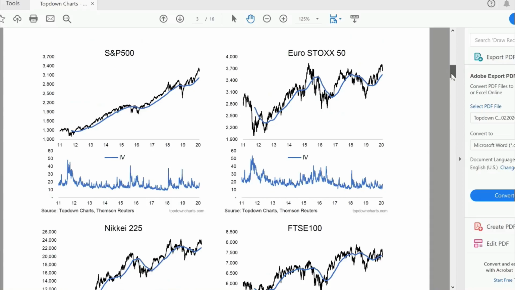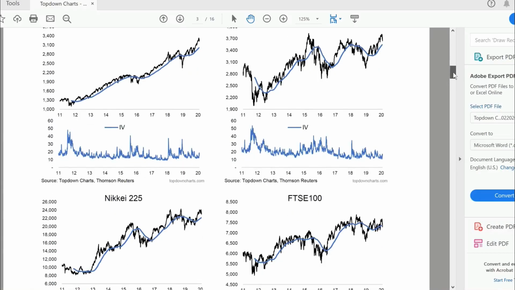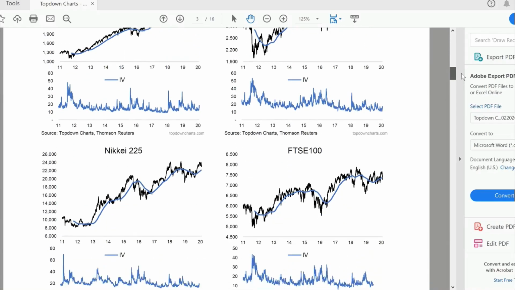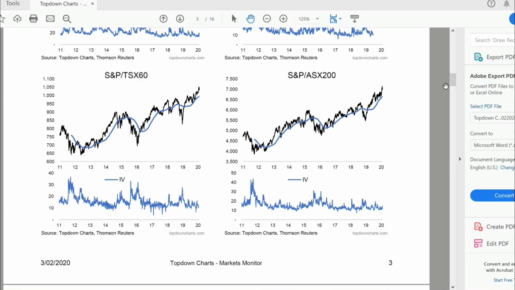And then you go into the major equity benchmarks, and if they have an implied volatility index, I've put it on there as well. For example, for the VIX there. And that blue line there is the 200-day moving average. So we've got Euro stocks, Nikkei 225, FTSE, Canada, Australia.